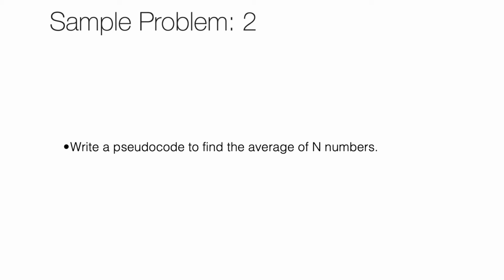I hope you all write this pseudocode. Let's try to write it together. So what is the starting point of finding average of n numbers? This pseudocode starts with the word program. Then you need to end the pseudocode with end and full stop.